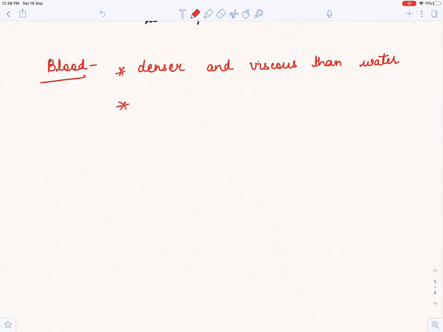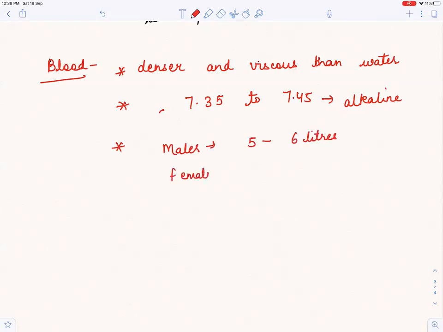You're just a student. What is the pH? The pH is 7.35 to 7.45. Is it very acidic or alkaline? It is alkaline. And what is the quantity? What is in males? It is 5 to 6 liters. And in females, it is 4 to 5 liters. Okay.